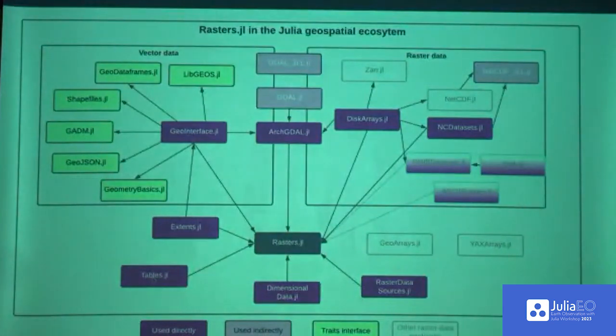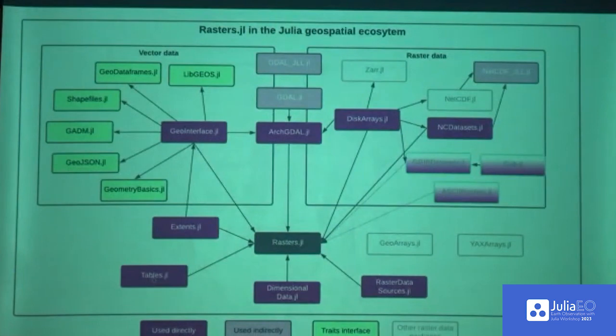So here's a little bit of an overview of the JuliaEO ecosystem as relates to rasters. On the right-hand side, we have all the raster data packages I've talked about. The left-hand side, we have vector data packages like for polygons and points. And in the middle, you see GeoInterface.